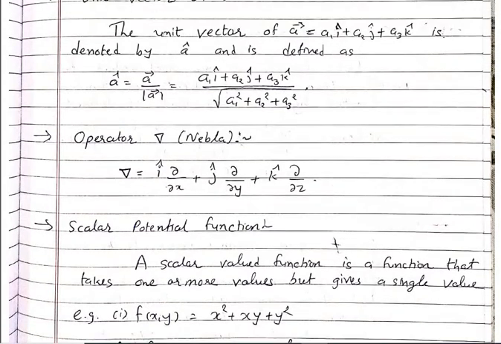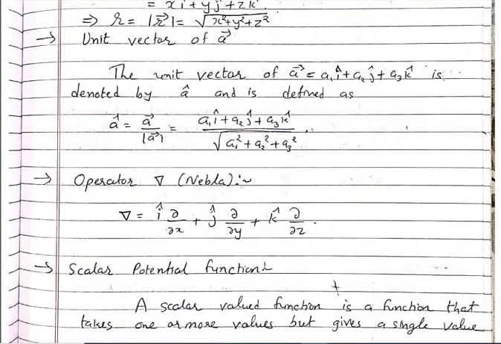Secondly, we are going to define the unit vector of any vector a bar equal to a1i plus a2j plus a3k. It is denoted by a cap and is defined as a cap equal to a bar upon mod a bar, which you have already learned, where mod a bar is equal to under root of a1 square plus a2 square plus a3 square.